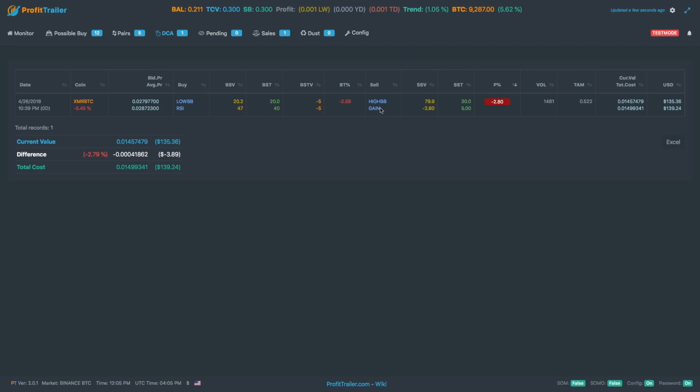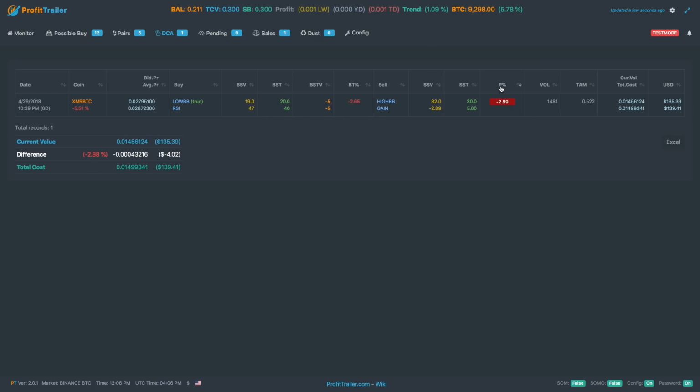Your sell strategy is going to be the 2 sell strategies that you specify, or however many sell strategies you specify in your config file. I'm running 2 of them, high BB and gain. And then you also have sell strategy value, which is operating just like your buy strategy value. It's just telling you, based on the price, what the value of each of these sell strategies is at this particular time. And then next to it, your sell strategy trigger. It gives you a visual reference of how far from your actual sell value your current price is.